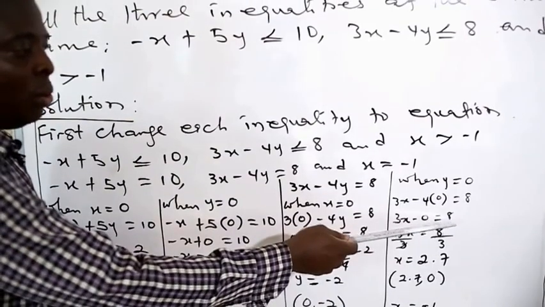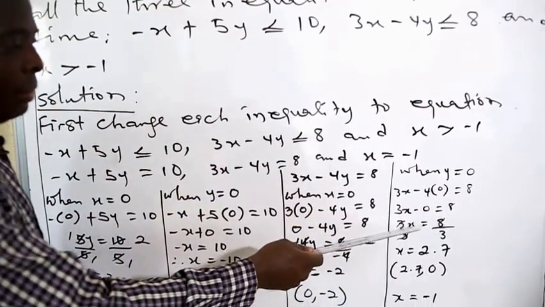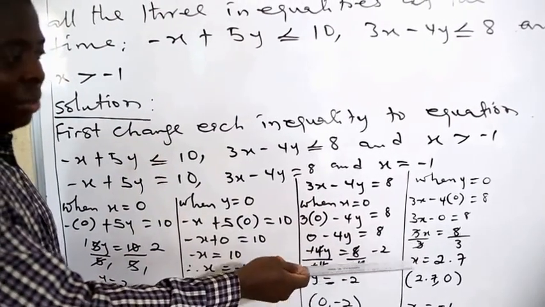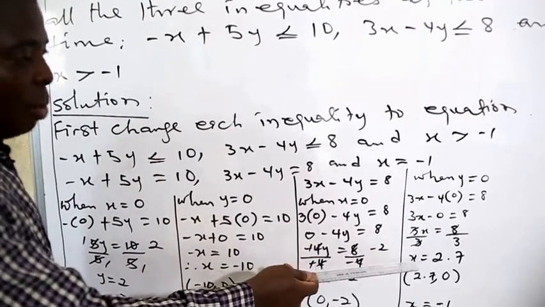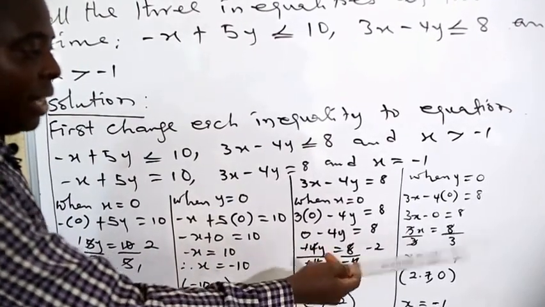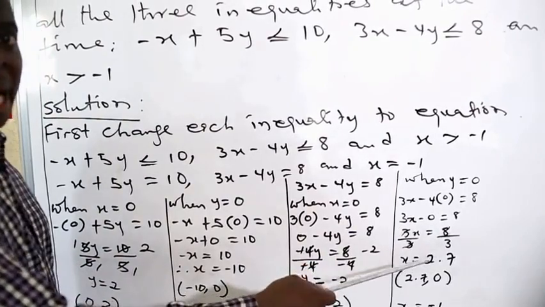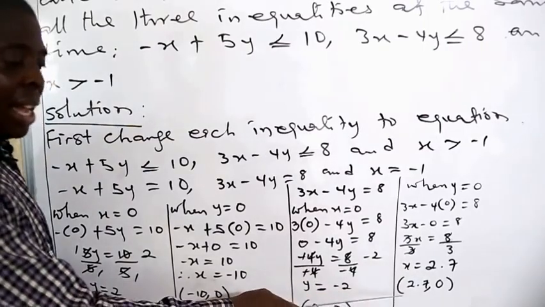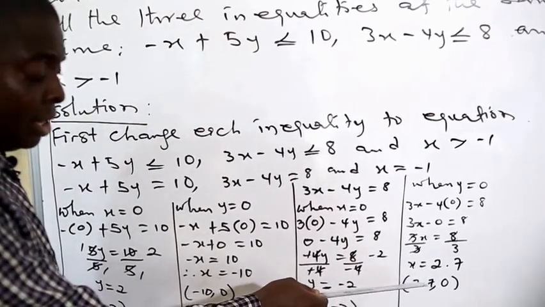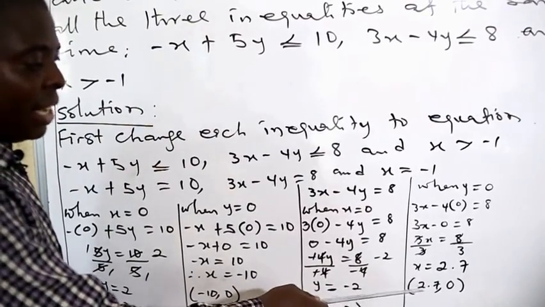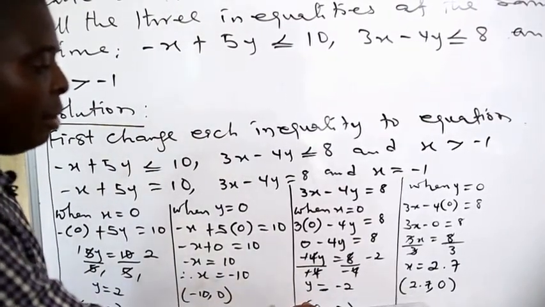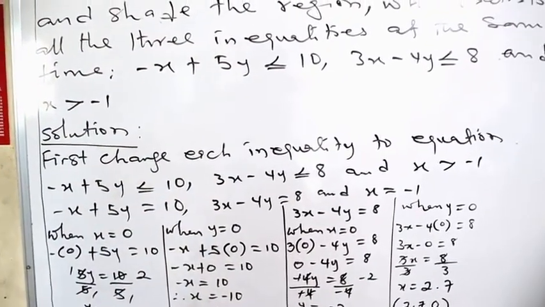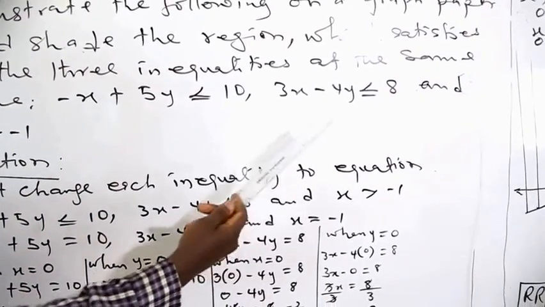3x minus 0 is equal to what? 8. So I'll be having 3x is equal to 8. To get the value of x, I will divide both sides by the coefficient, which is 3. 3 divided by 3 will give us 1. So 8 divided by 3 will give us 2.6666. Approximately to one decimal place will give us 2.7. So that is why, at this particular point, the value of x is 2.7, while the corresponding value of y is 0.